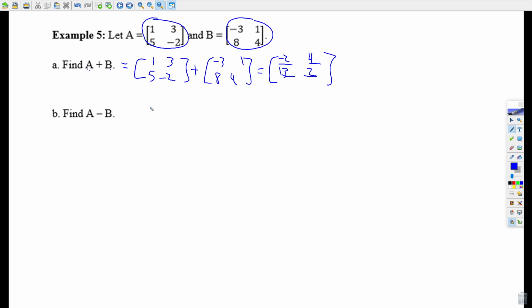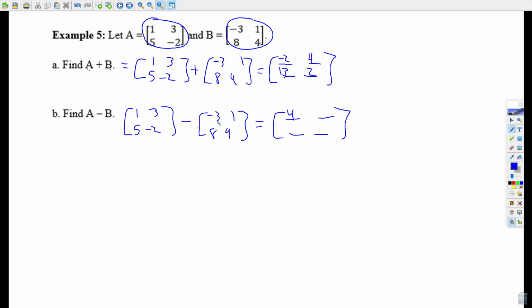All right, same thing with A minus B. Copy them down. 1, 3, 5, -2, minus -3, 1, 8, 4. Another 2 by 2. All right, 1 minus a -3 turns to a plus, so that's 4. 3 minus 1 is 2. 5 minus 8, -3. -2 minus 4. That's a 4, right? Yeah, -6.